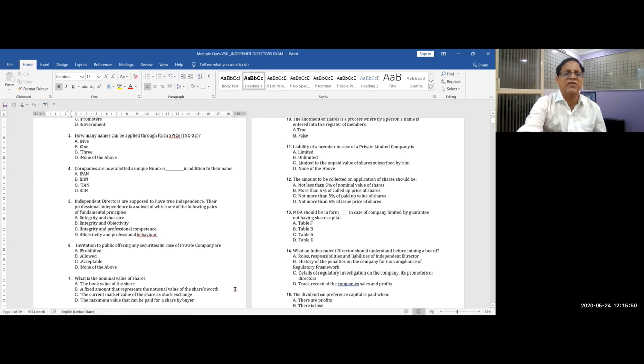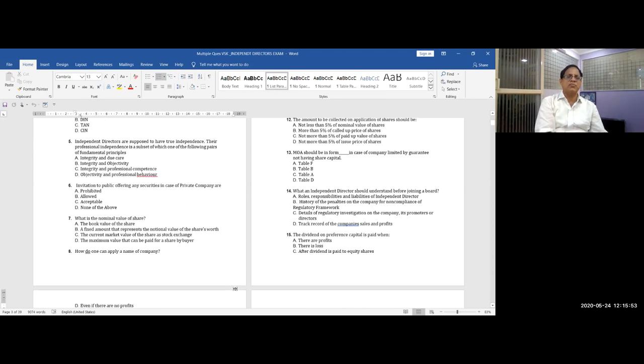an invitation to public offering any securities in case of a private company, are they prohibited, allowed, acceptable, or none of the above, B, C, D not applicable. And you know, invitation to public, whenever you are raising money from public, you all know that you have to issue a prospectus, and the prospectus is the golden statement which makes clear about the company. The investor must take a decision based on the issues presented in the prospectus, what the company is doing, how the company has performed, and what the company is going to do with this money, and what are the likely prospects of this company's growing, based on which a considered opinion can be taken. So that is all regulated.